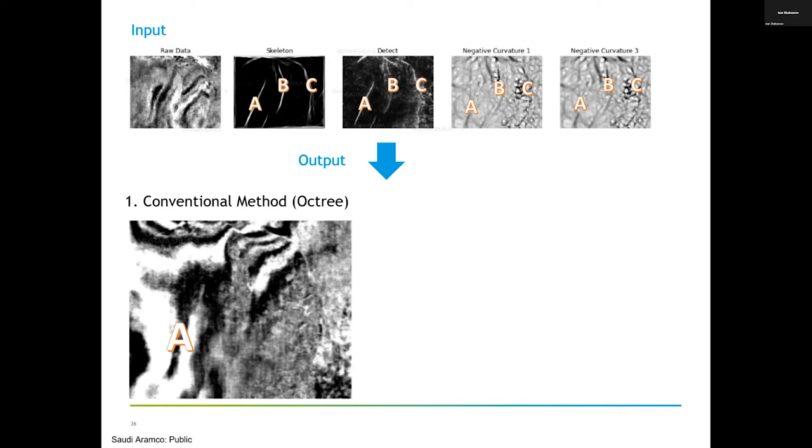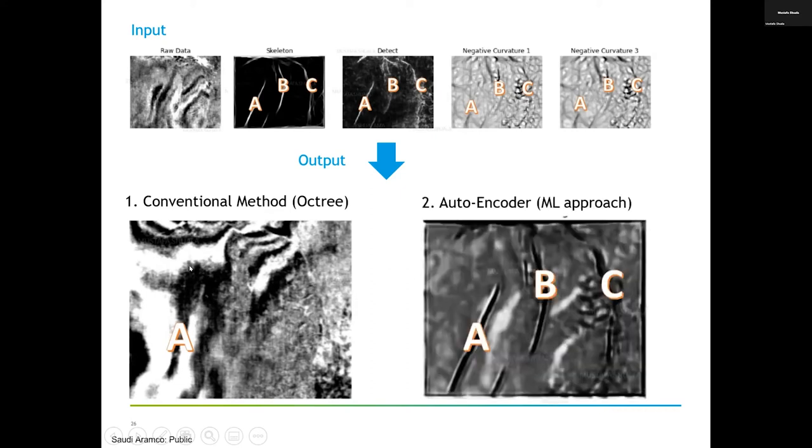Okay, I see. One more question from the chat: I'm missing something. You have five inputs and one output. Is this trained on examples? If so, how did you create the targets, meaning the label data, the output data? That's a very good question. You see here, this conventional method is the output from the interpreters. The interpreters expect to see a result similar to this or better. So when I get the result, it is equivalent to the conventional result here. We do not have labeled images, but we have the solutions using Octree, and we compare them with our solution.